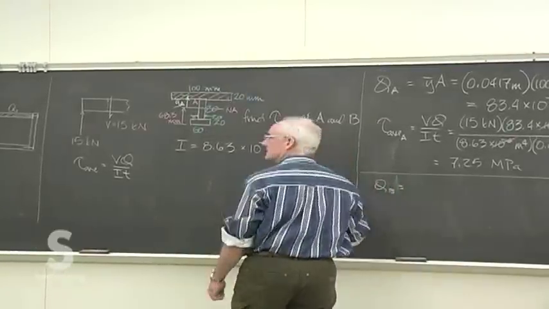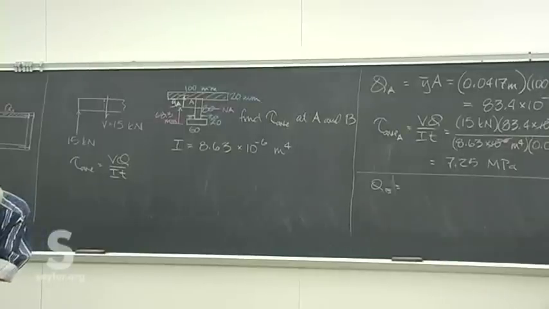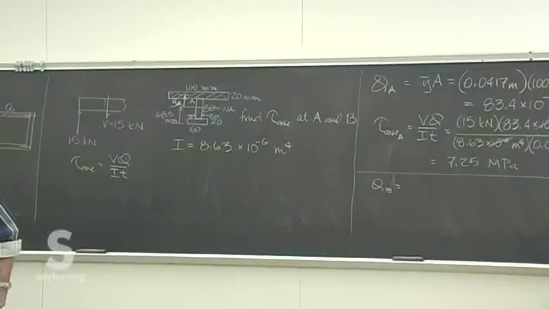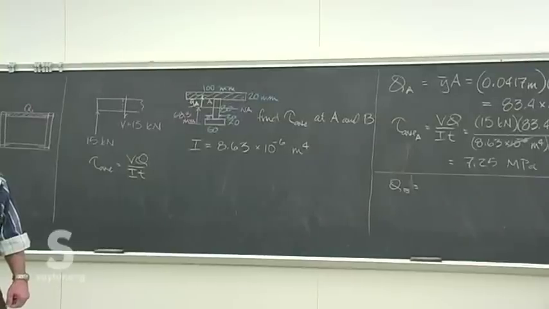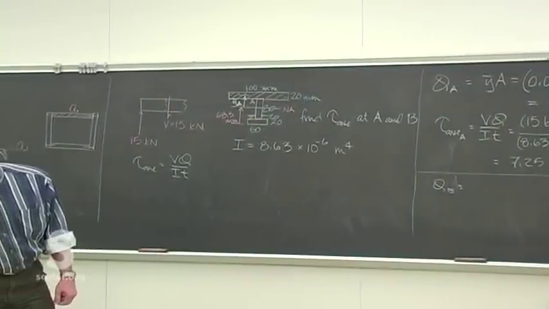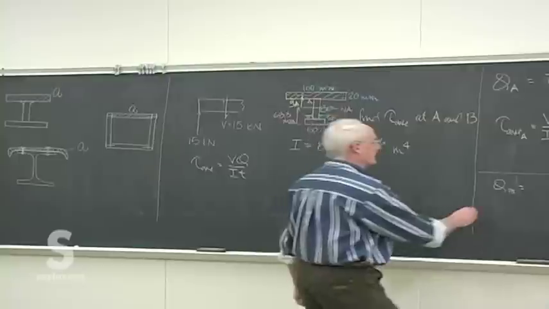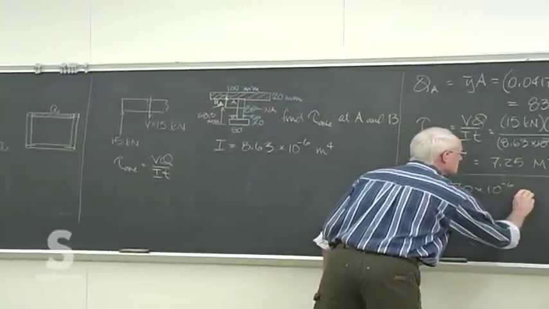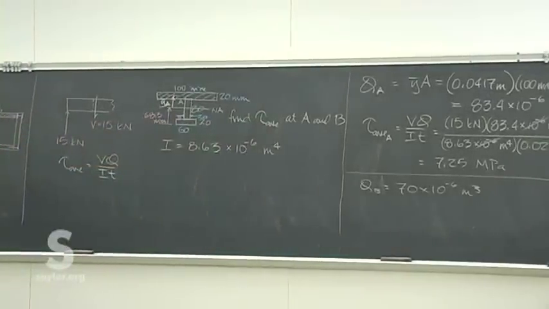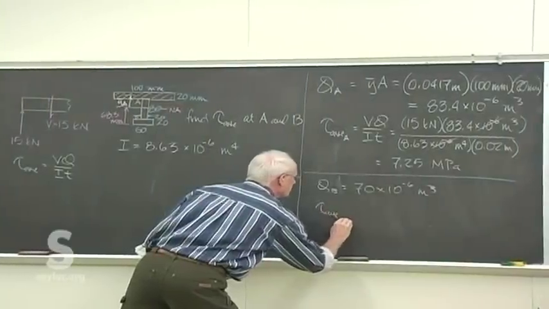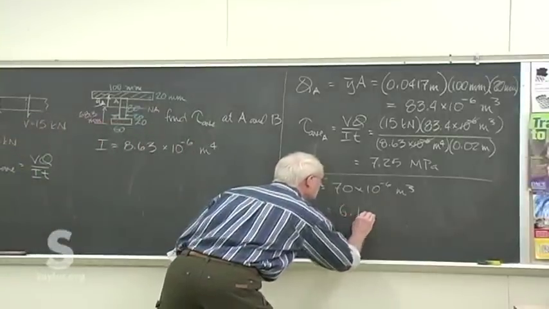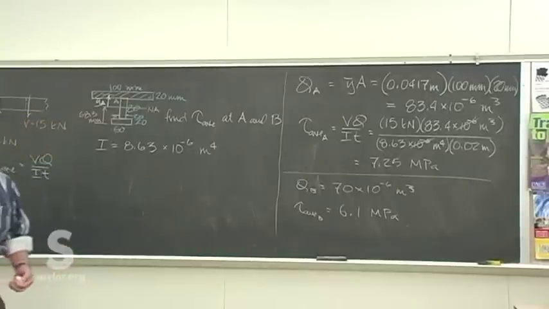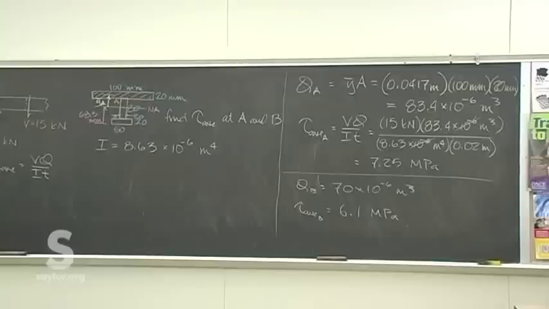All right, so let's check the other two pieces. And then I'll throw up another problem for you, and you can double check it when you get back on Friday. So for Q, B, what number did you get, Travis? 69.96 times 10 to the minus 6 meters. 70 times 10 to the minus 6 meters cubed should be sufficient. And then the average shear stress at that point, you guys would have gotten like 6.08 megapascals, give or take a little bit. 6.1 megapascals. Chris, you got that too? Bill, you did? Okay.